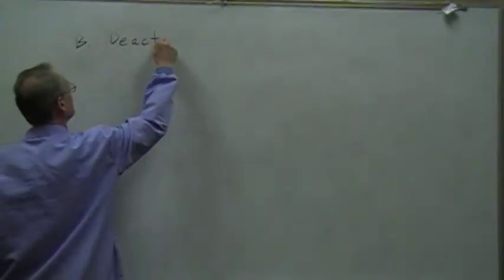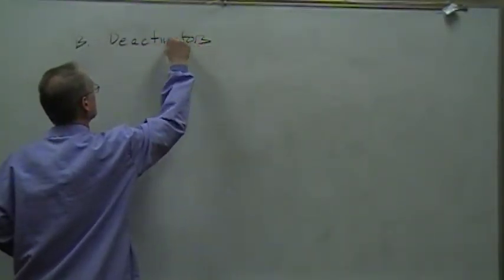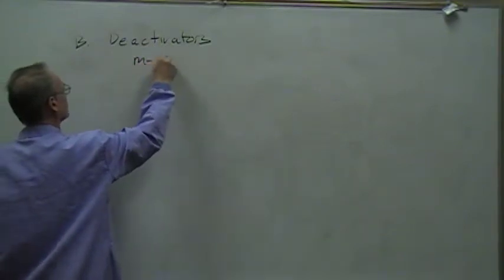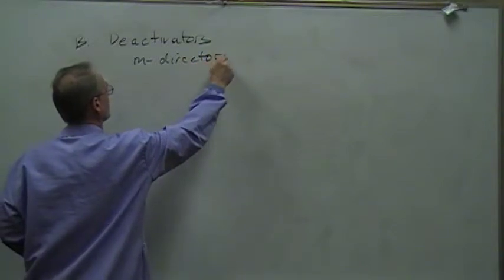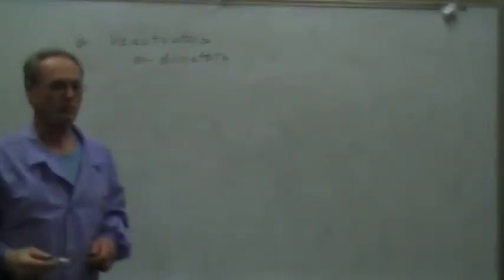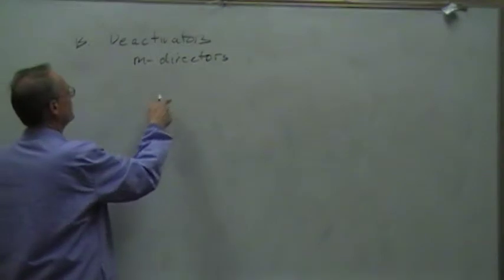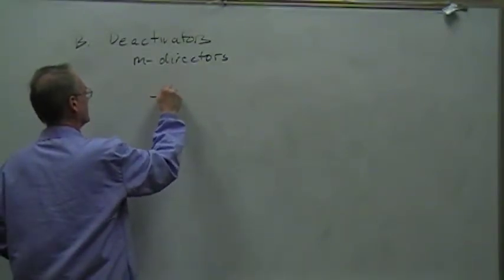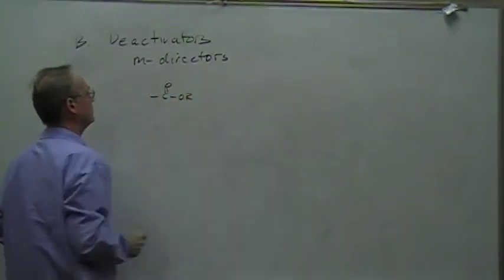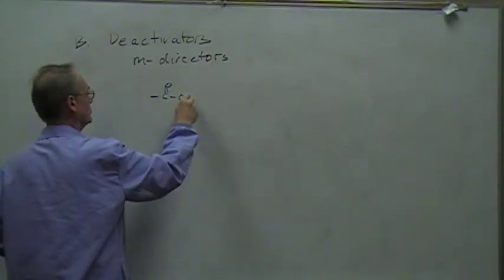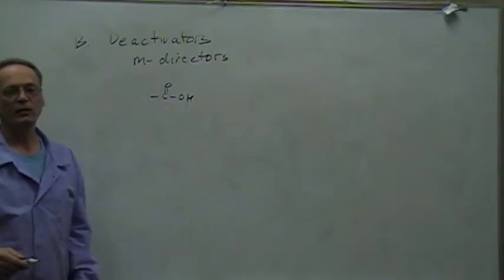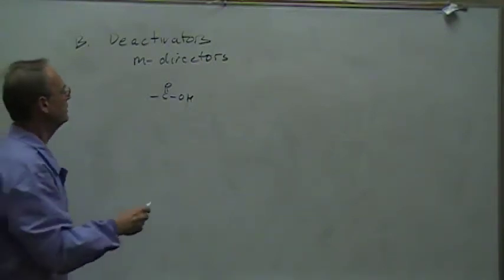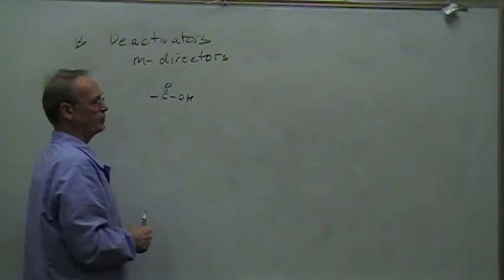These are going to be deactivators and meta-directors, and it turns out that almost all the deactivators are also meta-directors, the vast majority of them. So what are they? Well, we've already seen a carboxylic acid group. A carboxylic acid group, where the carboxylic acid is directly attached to the benzene ring, will act as a meta-director on the benzene ring. But also anything with a C double bond O there.